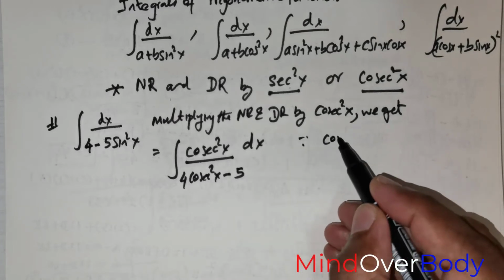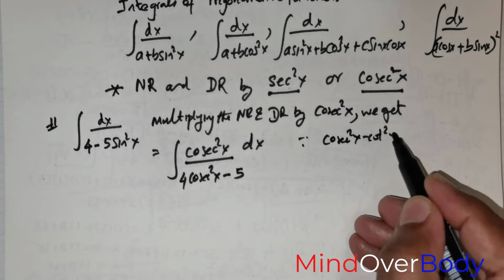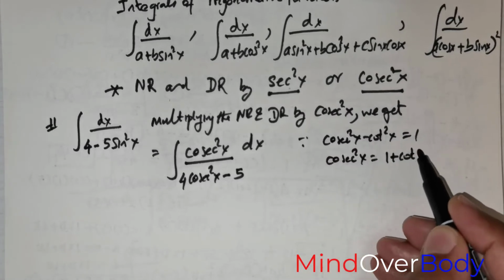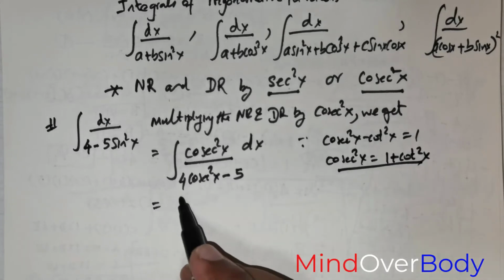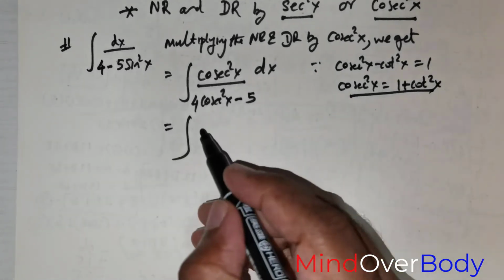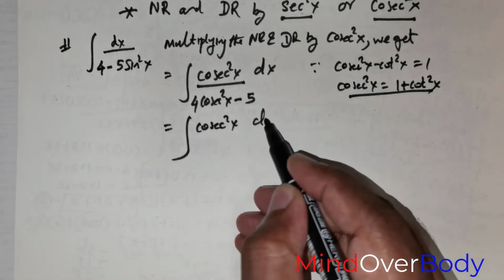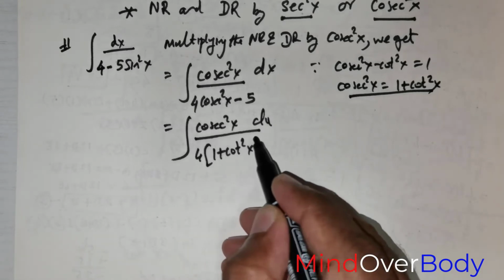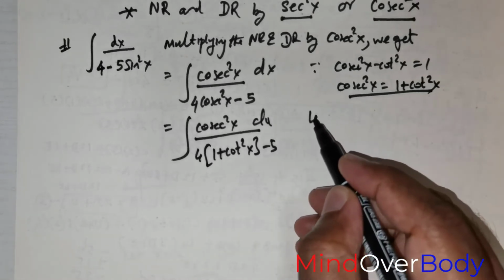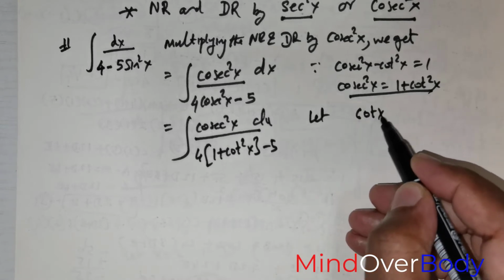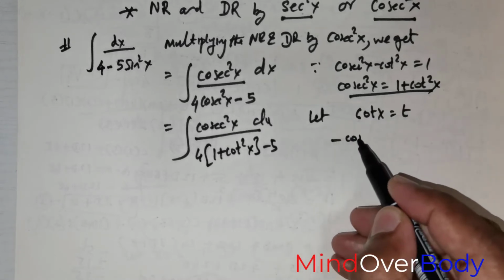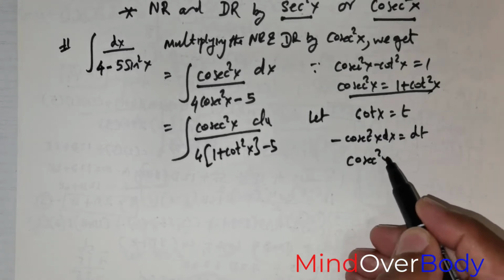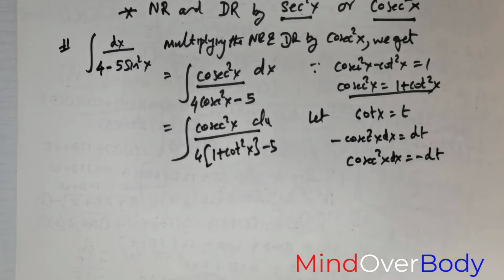Now we know that cosecant squared x minus cot squared x is equal to 1. So therefore cosecant squared x is equal to 1 plus cot squared x. So I'm going to substitute that here. So this is equal to integral cosecant squared x times dx over 4 times of 1 plus cot squared x minus 5. Now let me take cot x to be equal to t. I differentiate this, I get negative cosecant squared x dx is equal to dt. So this would mean cosecant squared x dx is equal to negative dt.